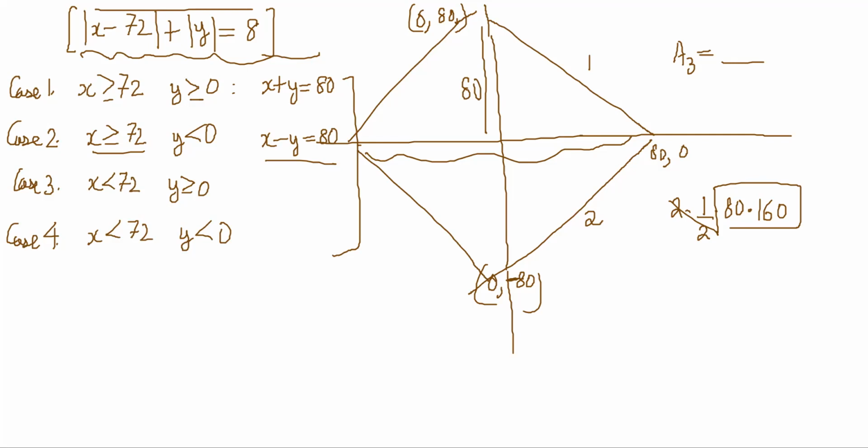What is my answer? 80 into 160 is coming for me. So first, why are we getting 72? Correct. Okay, this length is clearly 80, 80, this is 80 root 2, no? Why is it 80? Is there some mistake there?